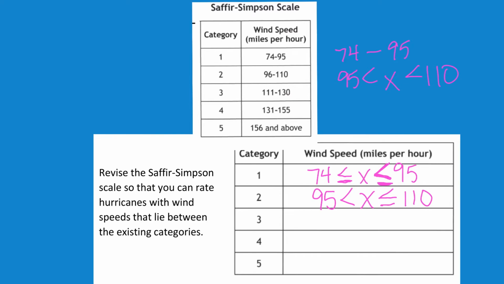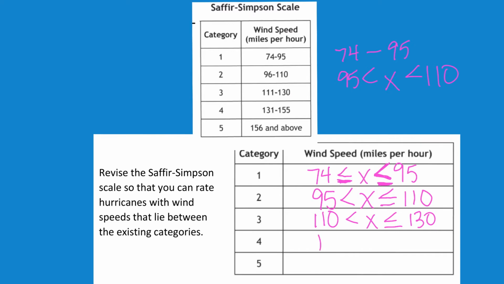Now the big thing about step functions is when you're writing these out, it's kind of like a jump, right? You start with equal to, but then you go no equal to, equal to. For the next category, I'm going to put 110, but not equal to, just x is greater than 110, but it could be less than or equal to 130.